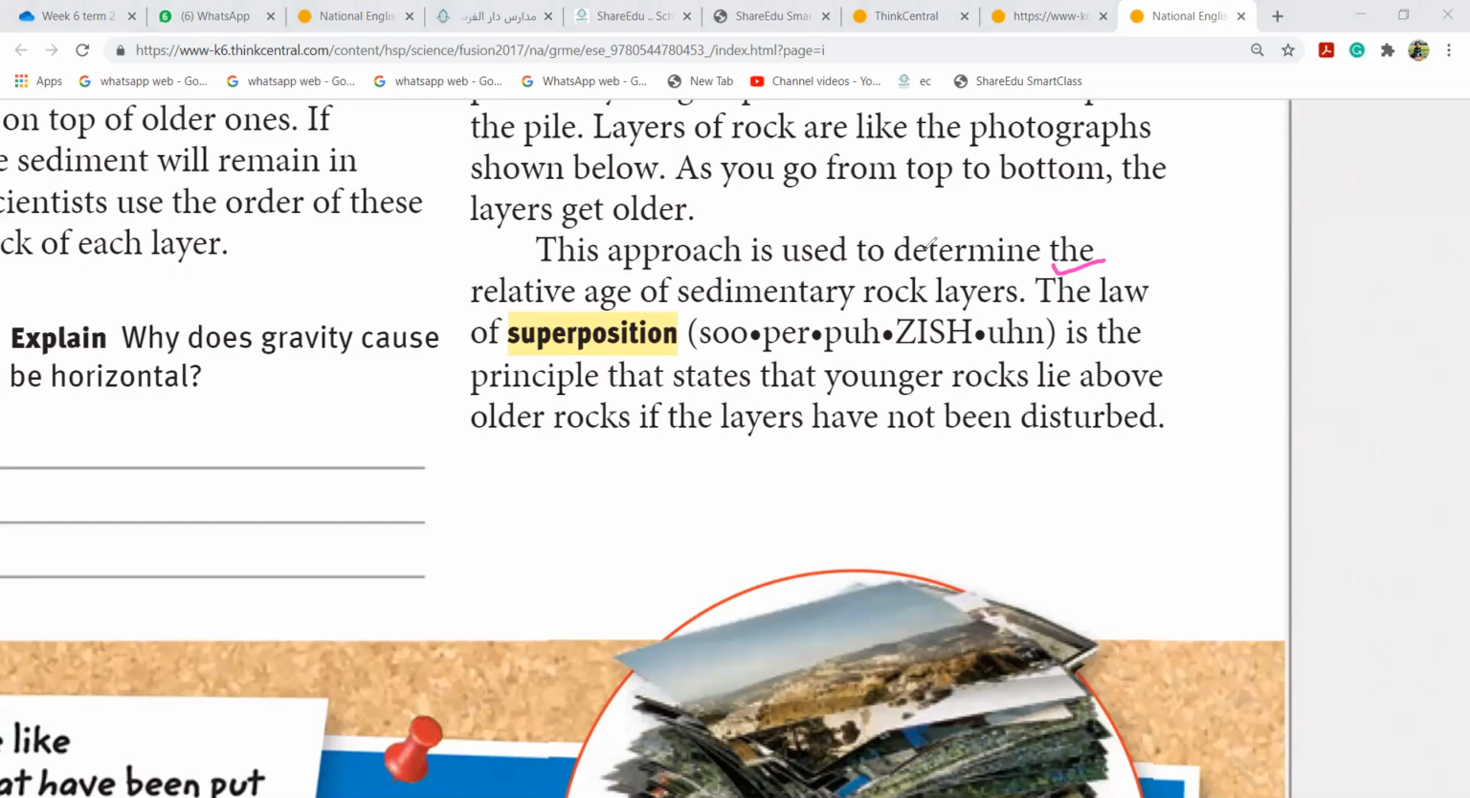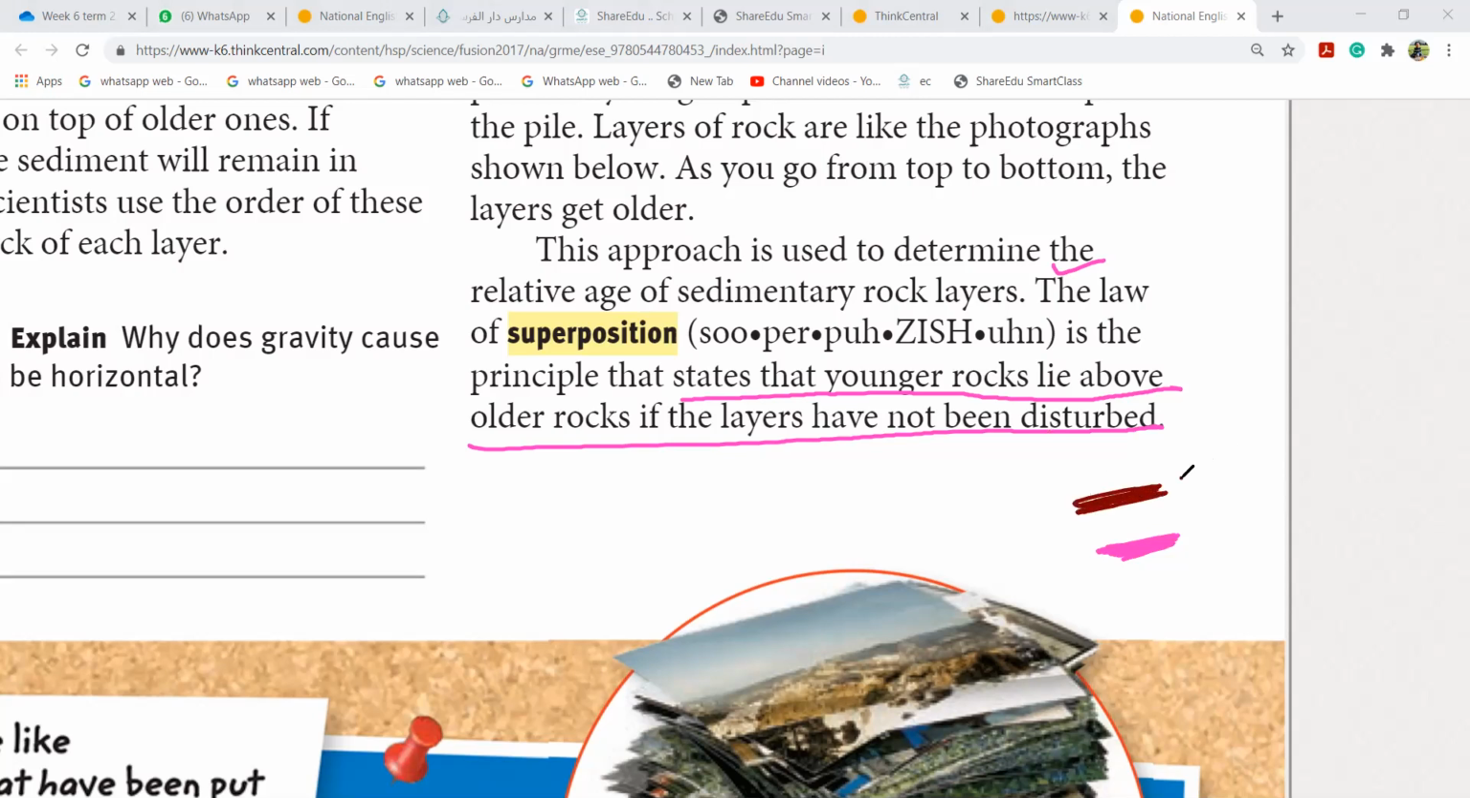This approach is used to determine the relative age of sedimentary rock layers: the law of superposition. What is the meaning of superposition? What is the law of superposition? Again, it is important to know that the younger rock lies above the older rock if the layers have not been disturbed.